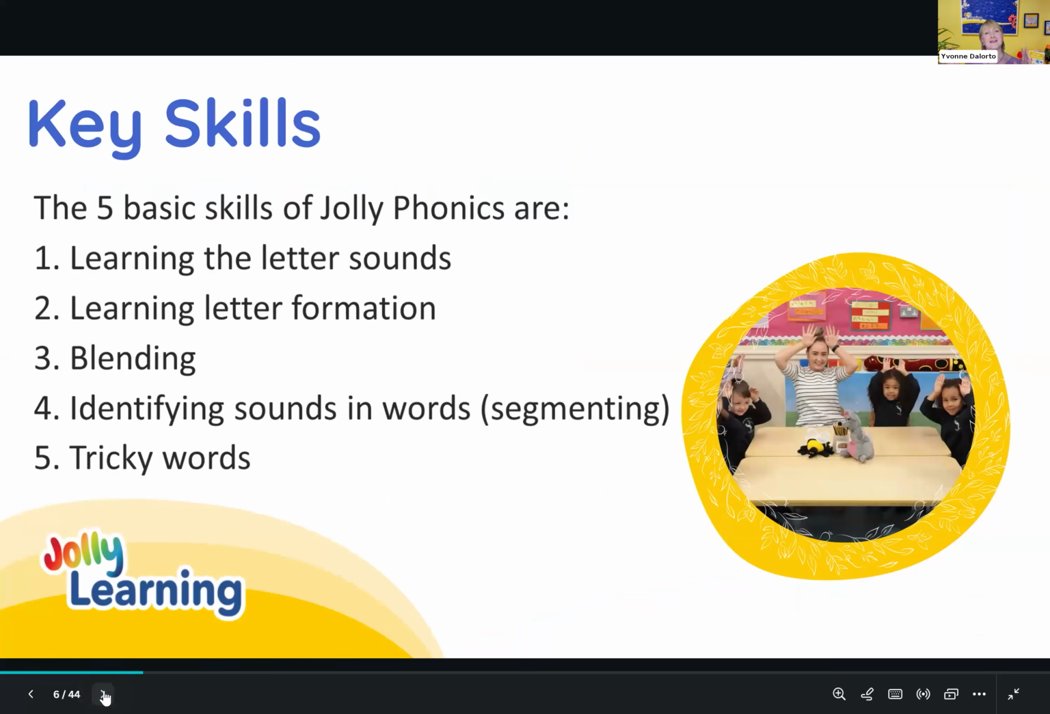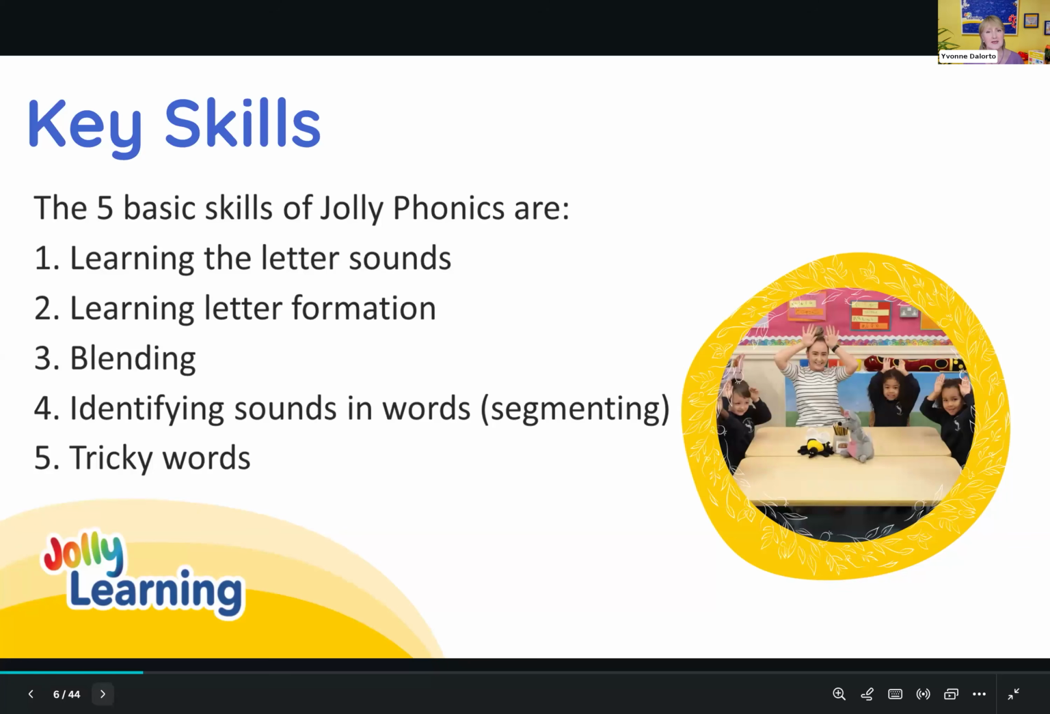Now, I would be failing to tell you about digraphs if I didn't mention the 5 key skills. And as you can see here, the 5 key skills are layered or are in every part of the program to a lesser or greater degree. Certainly when we start with the first few letter sounds, we don't have blending and segmenting, but this is something that we evolve and children move on to, and it becomes effortless with practice.